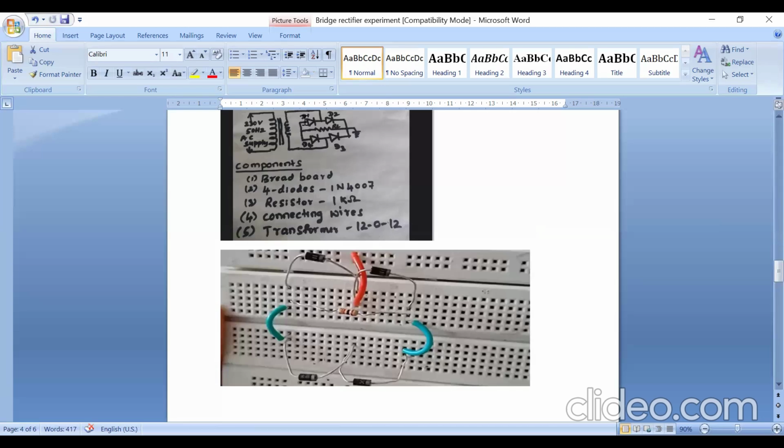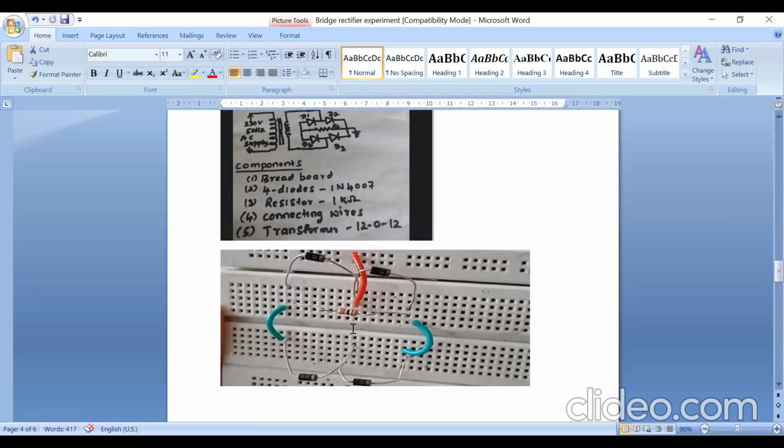And between this point, the anode, where is that point? This point. And where is the cathode? This point. Between these 2 points, you connect a 1 kilo ohm resistor. That's all. So this is a very simple connection. If you follow this circuit, you will not make any mistake while doing the connection.